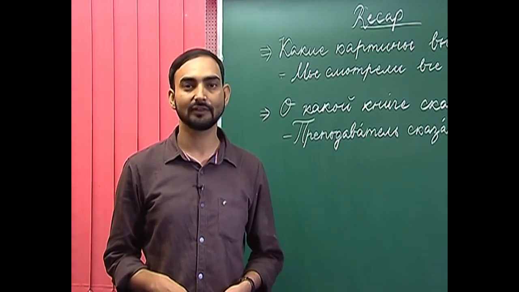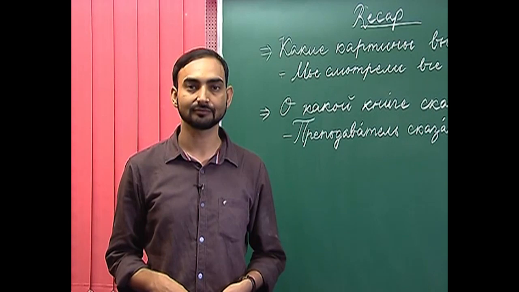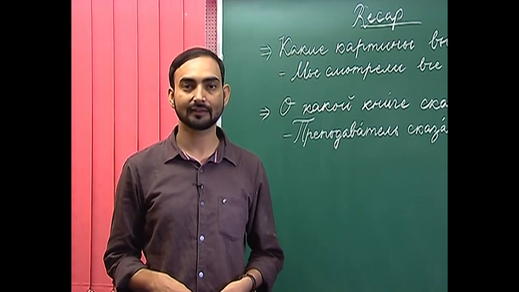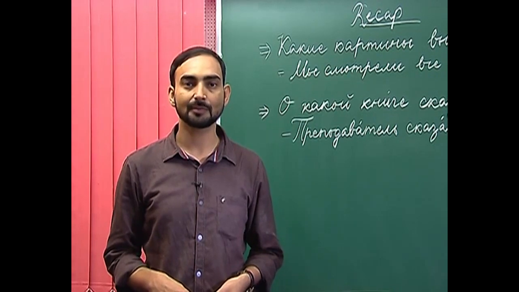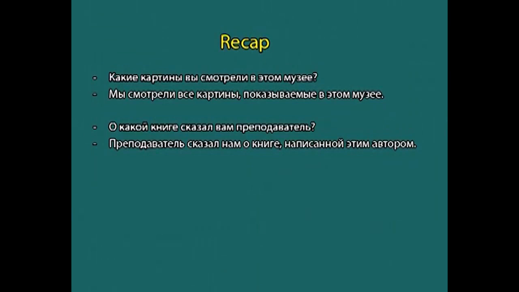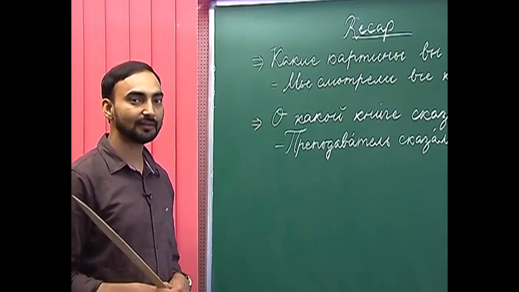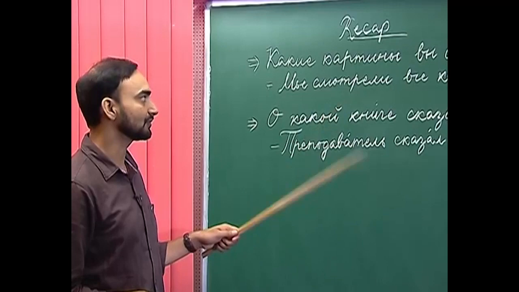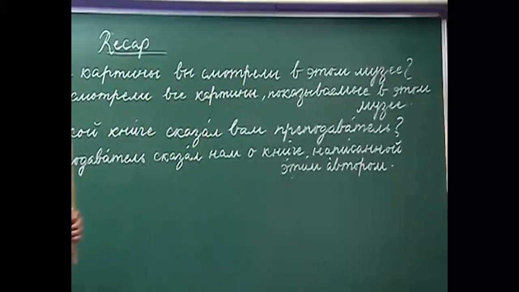Before moving on, let's have a quick recap of the topics that we learned in the previous lesson. In the previous lesson, we discussed the passive participles in the present tense as well as in the past tense. So, let us look at some of the examples where the present participle passive and past participle passive have been used. Какие картины вы смотрели в этом музее?